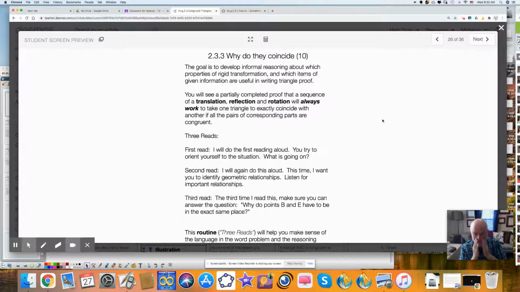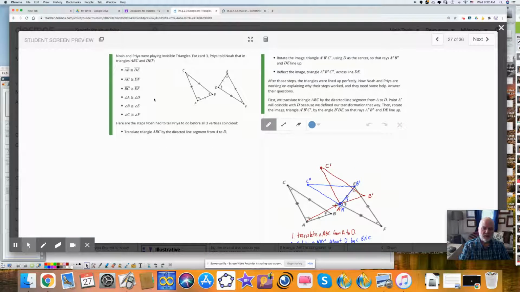And first I'm going to read it, then we're going to talk about the language. And I would read this aloud. I would say, Noah and Priya were playing invisible triangles. And for card 3, Priya told Noah that in triangles ABC and DEF, she named all of the congruent parts. Triangle ABC is congruent to triangle DEF. Here are the steps Noah told Priya to do to make sure all 3 vertices coincided.